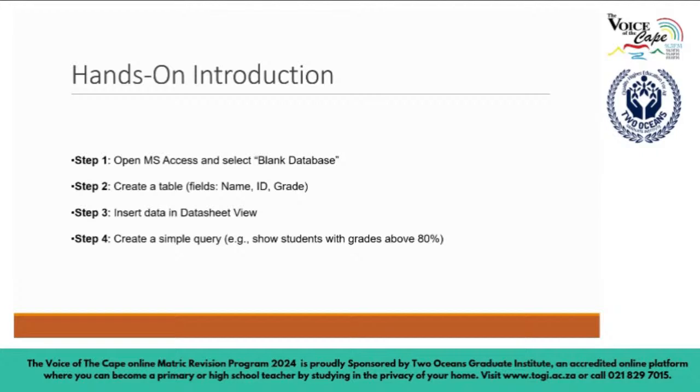For the next lesson, I will be taking you through each of the functions within database, showing you how to navigate through it and work through activities. But this is just a hands-on introduction activity for you. So first you need to open Microsoft Access and then select blank database. That's step 1. Then next, create a table by entering fields like the following: name, ID, and grade.